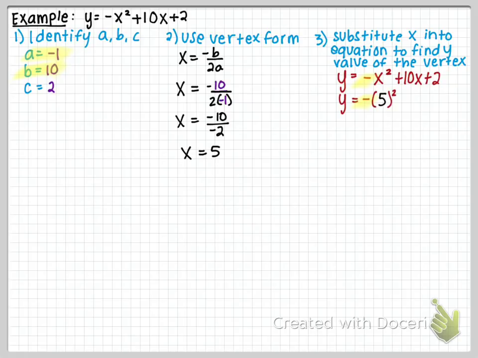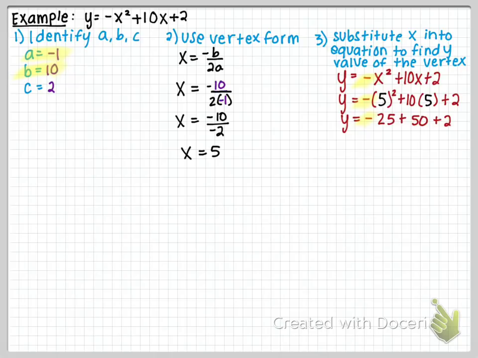So I'm plugging in 5 just to my x, plus 10 times 5 plus 2. So I'm plugging in 5 wherever I see x. All right. y equals negative. So that negative stays here still. All I'm doing is squaring. 5 squared, right? Remember, we do not distribute that negative in. We square it first because of PEMDAS. So 5 squared is 25 plus 50 plus 2.